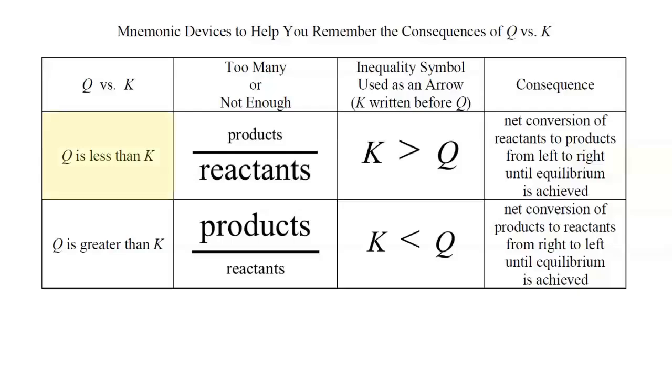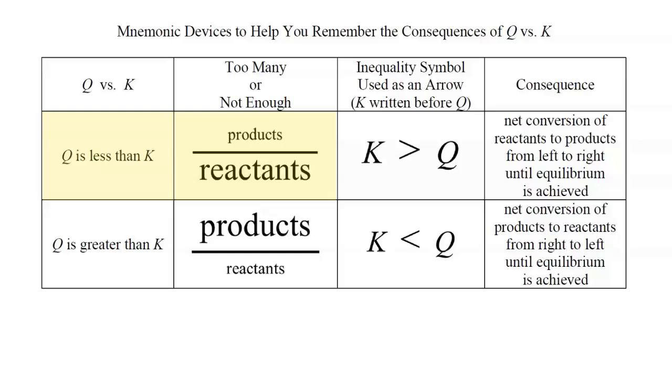So if Q is less than K, then you can think of the ratio of products over reactants as the following, where the numerator is too small and the denominator is too big. In other words, we have too many reactants on the bottom or not enough products on the top. That might help you decide we need to make more products and consume some of the reactants.